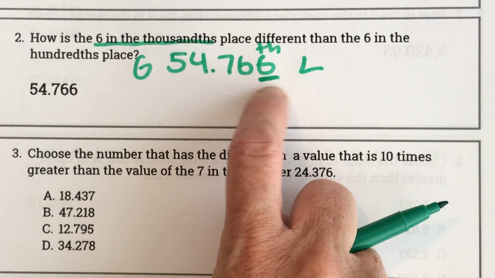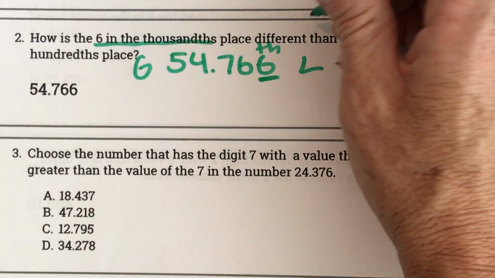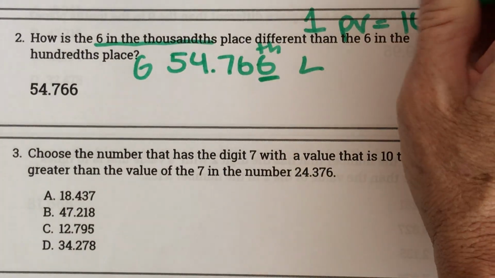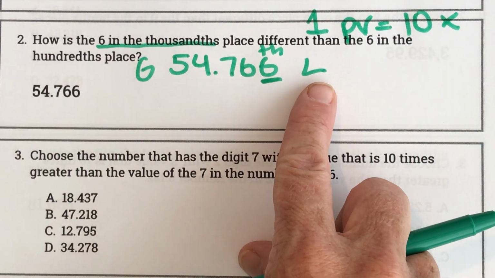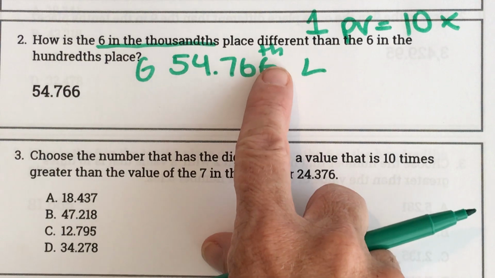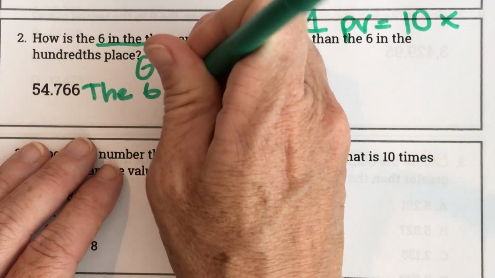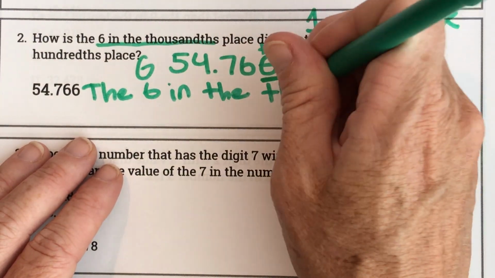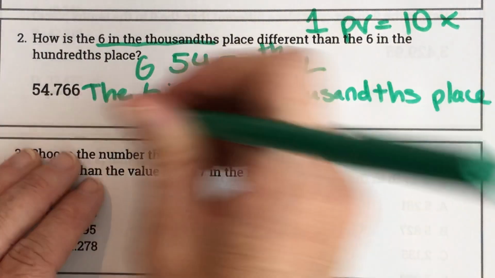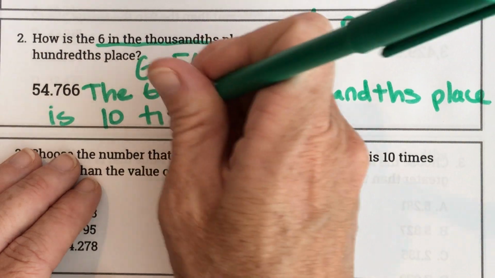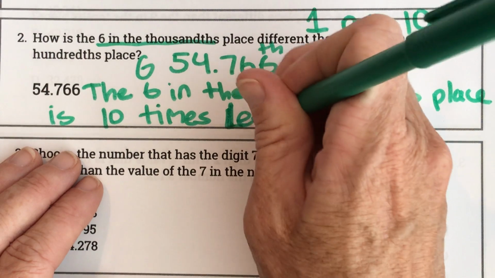Well, what do I notice? I notice they're one place value apart. So we could put a little note, one place value equals 10 times, right? So they're one place value apart, but this is on the less side. So that means this one is less. So we could say the 6 in the thousandths place is 10 times less, and that's because it's one place value less. Period.